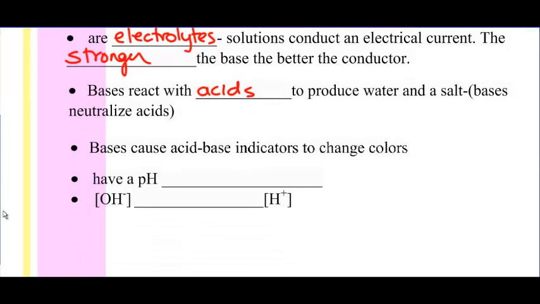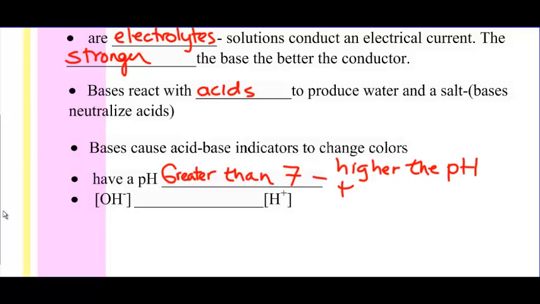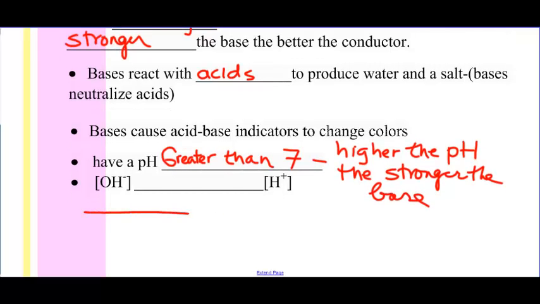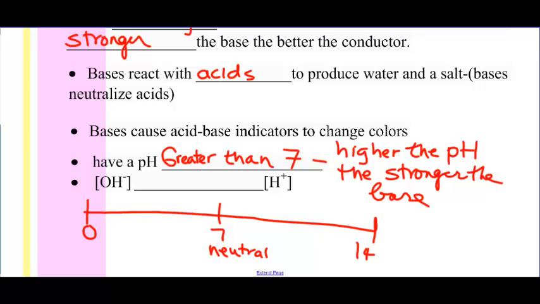We know that indicators will be different colors in bases, and bases have a pH greater than 7. And the higher the pH, the stronger the base. So there's a general pH scale. In general, the pH scale goes from 0 to 14, with 7 being neutral. Now, it is possible to have a pH slightly higher than 14. It is possible to have a pH slightly lower than 0.